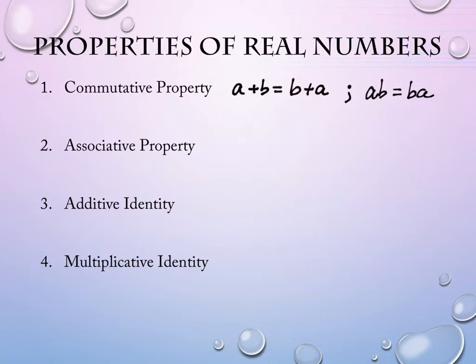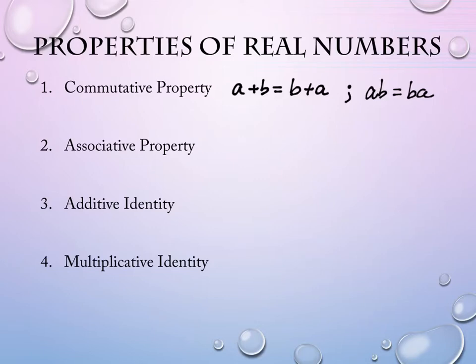It is worth noting that these are properties that are special to addition and multiplication. It doesn't work for subtraction, right? 5 minus 2 does not equal 2 minus 5. It doesn't work for division. 5 divided by 2 does not equal 2 divided by 5. So these are specific to multiplication and to addition. In fact, most of these are.